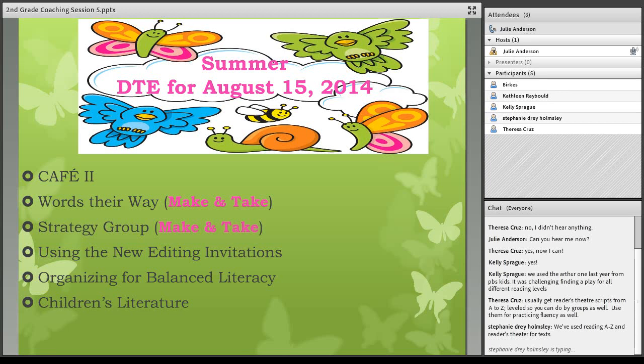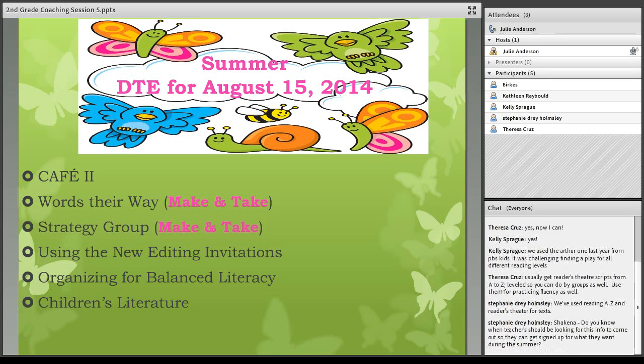Also, children's literature. This is another one of my favorites. This one we have a couple of librarians, and who wouldn't want to take this course? This is all about literature. As a teacher, you want to know what's out there, what's new. So make sure you keep that in mind.